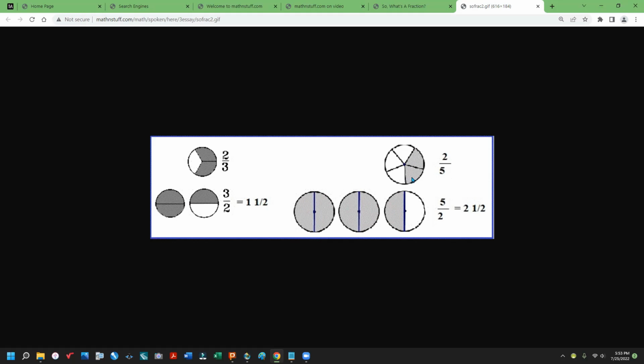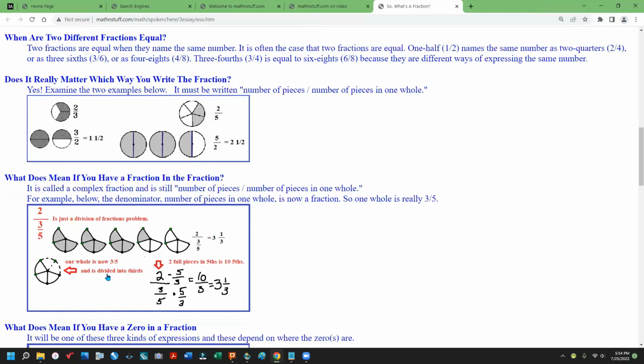Another example. This time, there are 5 pieces in the circle, so it's fifths. We have 2 pieces shaded, so that makes it 2/5. If we'd flipped it and written 5 halves, we would have had 5 pieces, each of them half a circle. Those are the easy ones.